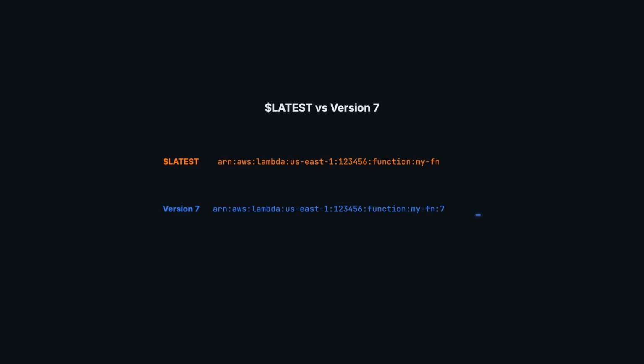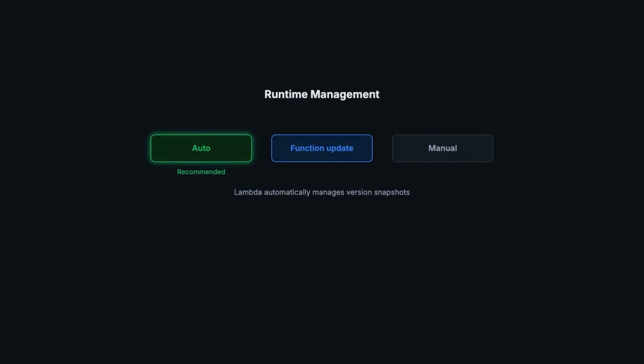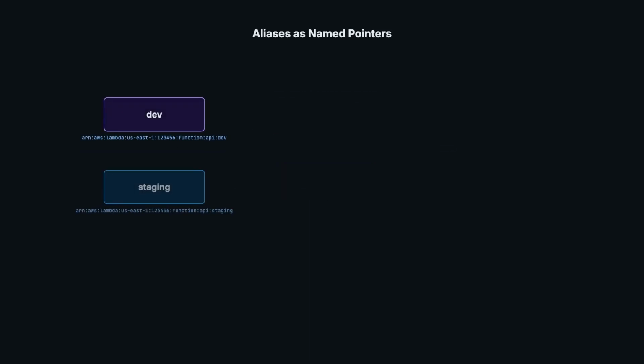Notice the ARN. A published version gets a qualifier, that's 7, at the end. That's how Lambda tells versions apart from latest. You will see this qualifier in every CloudWatch log and X-Ray trace. The snapshot mode, just leave it on auto and Lambda will handle it. In practice, almost no one changes that.